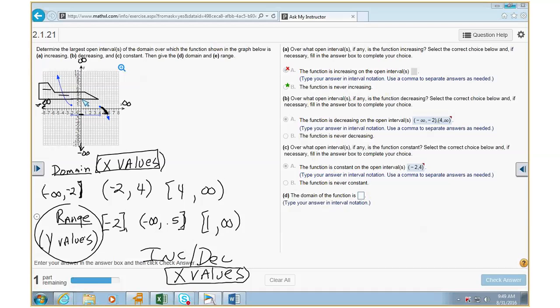It's descending. So it's decreasing from negative infinity to negative 2, and then it kind of bottoms out. What's it doing from negative 2 to 4? It's taxiing on the fairway. In other words, is it going up or down? It's not doing anything. It's staying constant. And then on this function, it's decreasing from 4 to what? Infinity. So decreasing from negative infinity to negative 2, constant from negative 2 to 4, and decreasing from 4 to infinity.